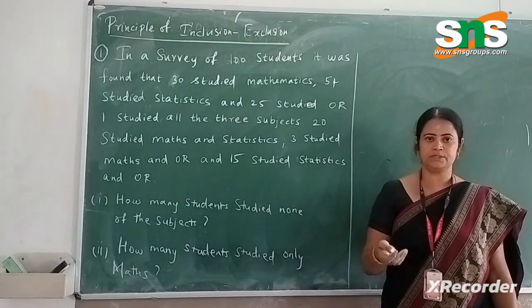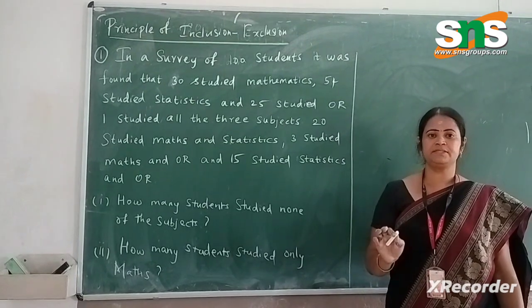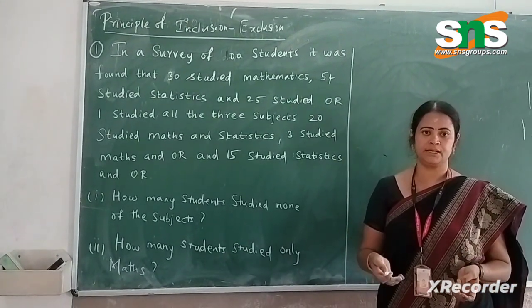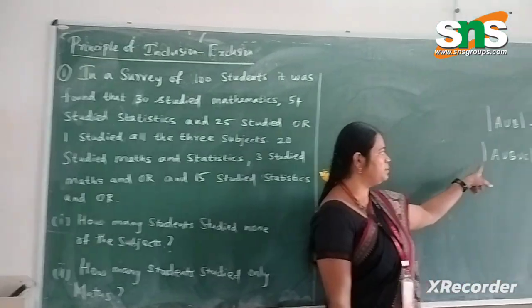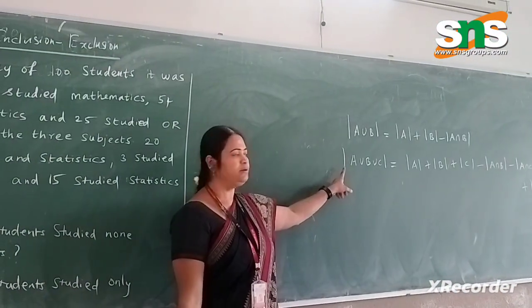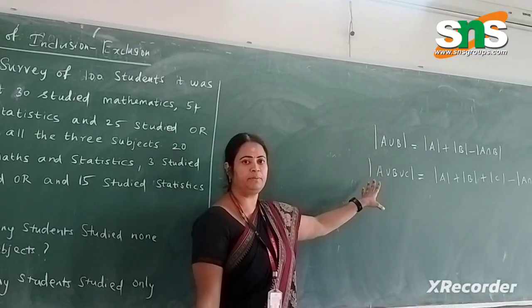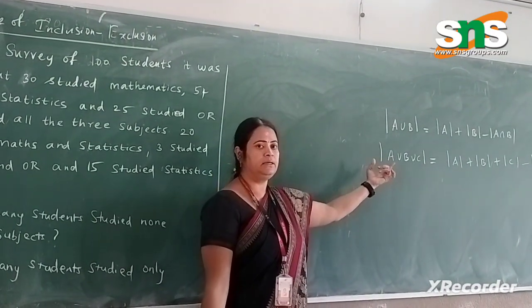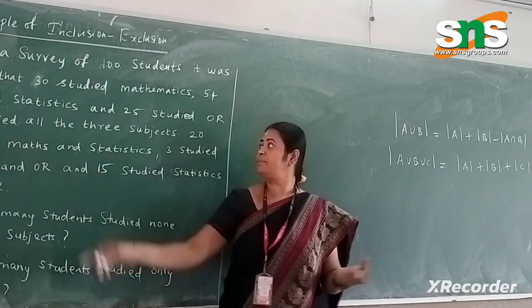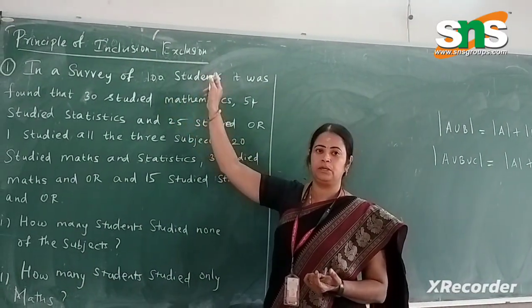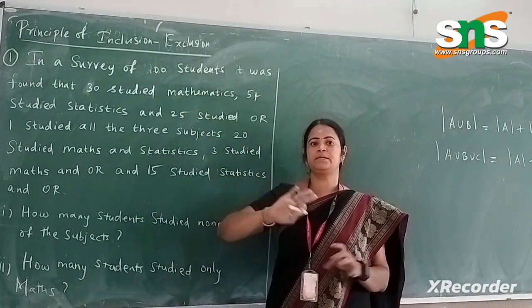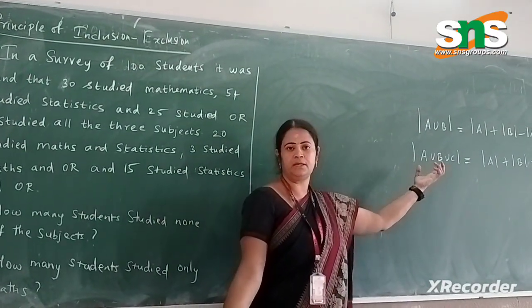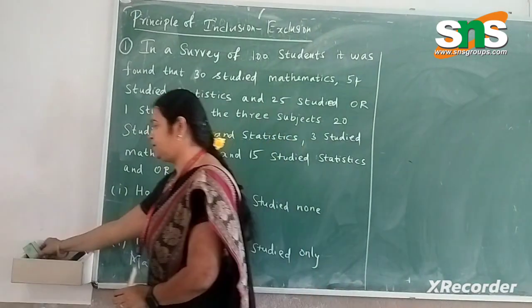For finding the students studying none of the subjects, you have to first calculate the students who have studied at least one of the subjects. How will you find that? That is given by this formula, cardinality of A union B union C. After calculating this cardinality, you have to subtract it from the total number of students. The total number of students is 100. You have to subtract from 100 the value of cardinality of A union B union C. Okay, let me write this in our mathematical notation.